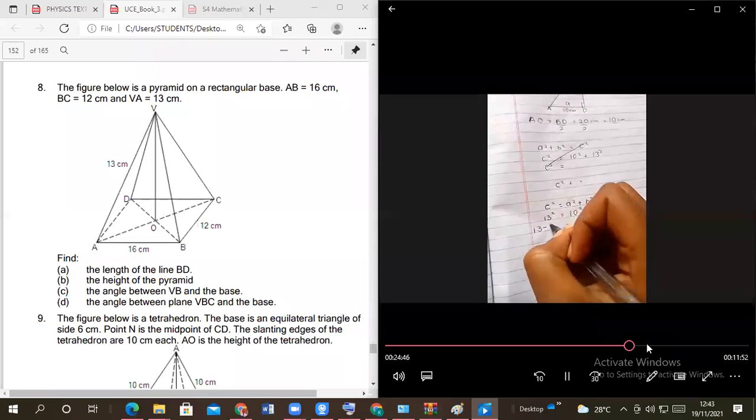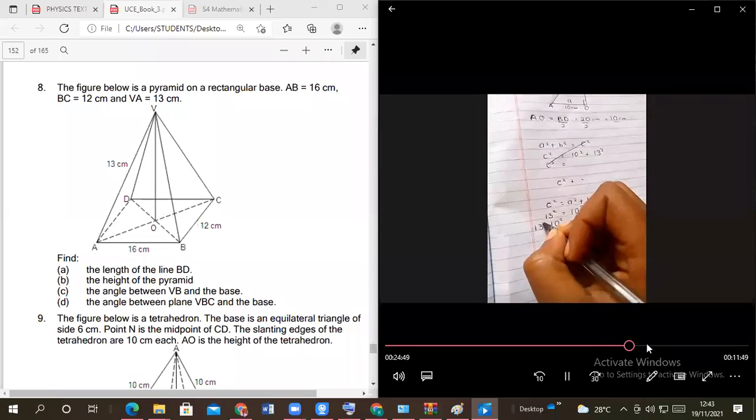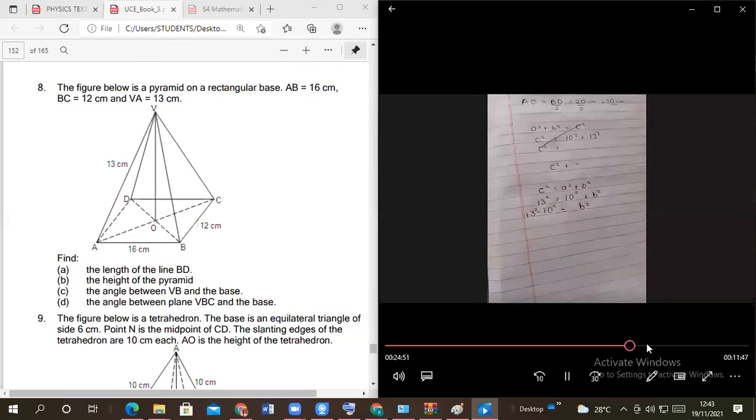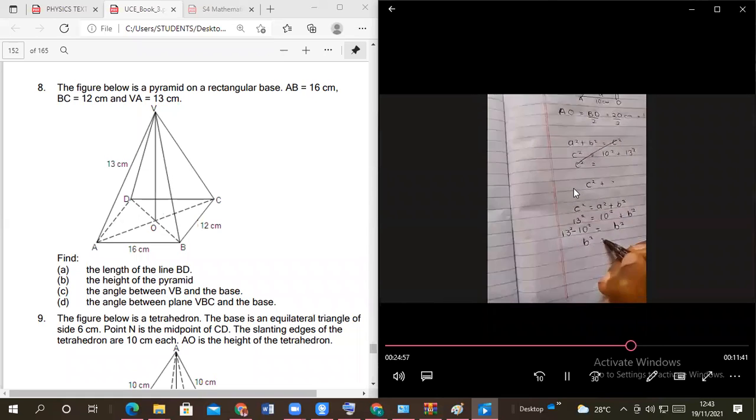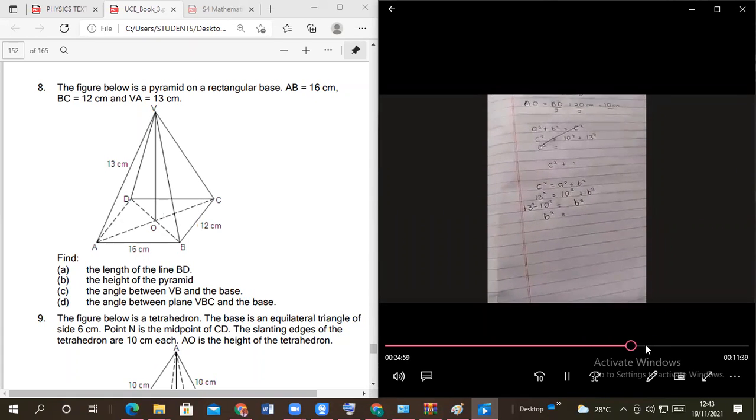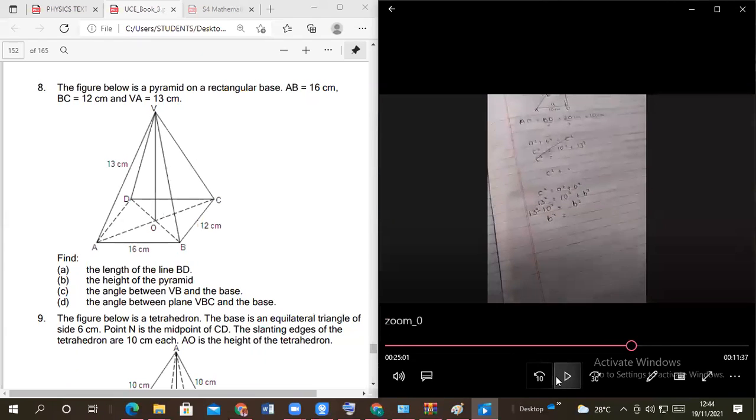So if you did, I'm going to upload this video and then you are going to see what she did on how to find those things there. Okay, so it is already there. So let us just get the answers of this. What was BD? We just get the answers and then we go to part D. We solve out the angle between VBC and the base. So BD, we got it as 20 centimeters.